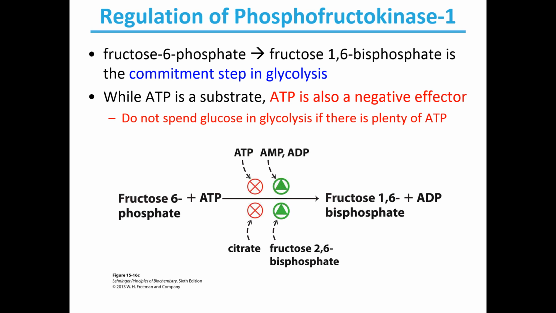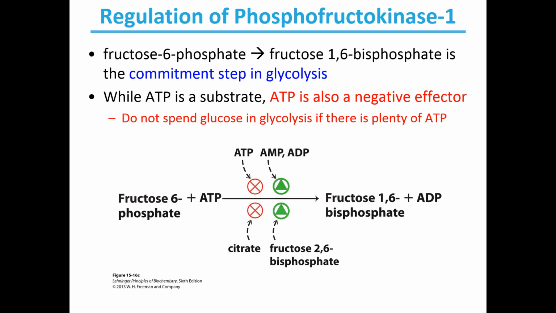So if we don't need ATP, if we have a lot of ATP present, we don't need any more, then we don't need to go through this step of glycolysis. So ATP inhibits. Well, if we're really low on ATP, that means we're going to have a lot of AMP and ADP. We need this reaction to go. So AMP and ADP are going to activate the reaction.